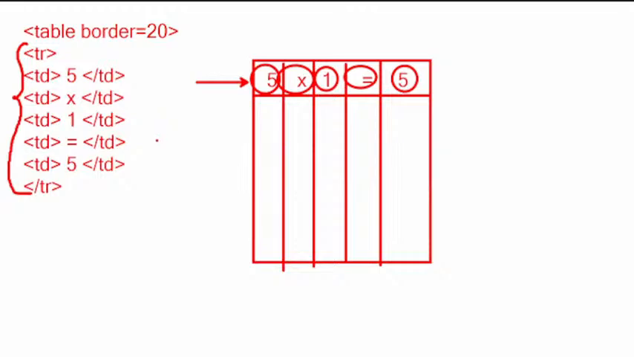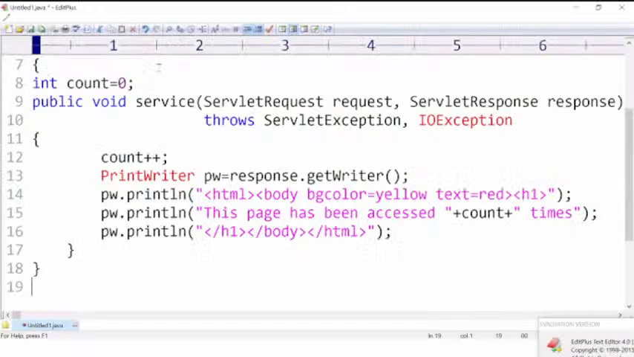HTML is a presentation language. You can present data in different formats. That's it. That is HTML. But you are writing Java also. In Java, loops are there, so this HTML code you can write in a for loop. How to write, you observe.